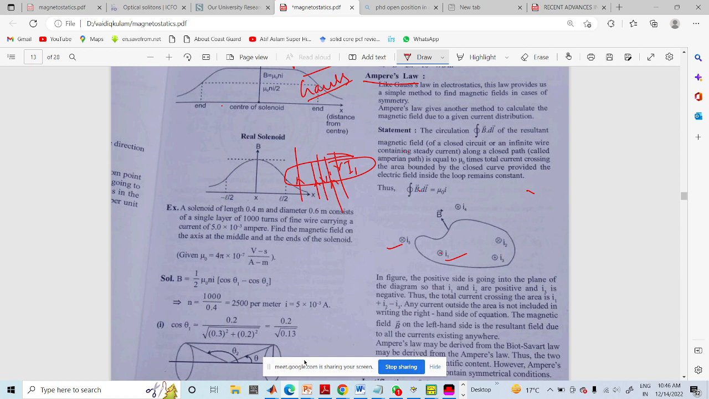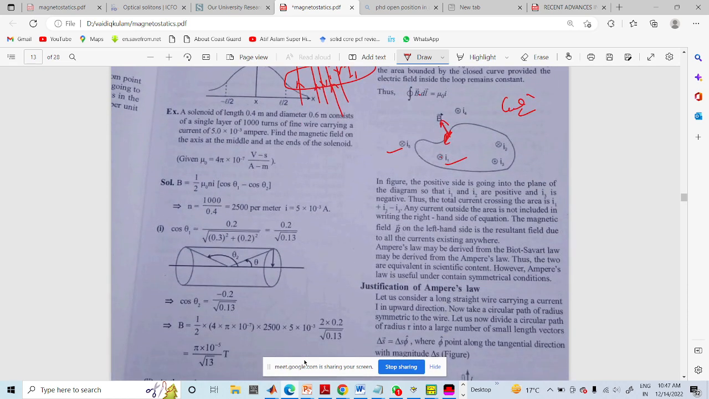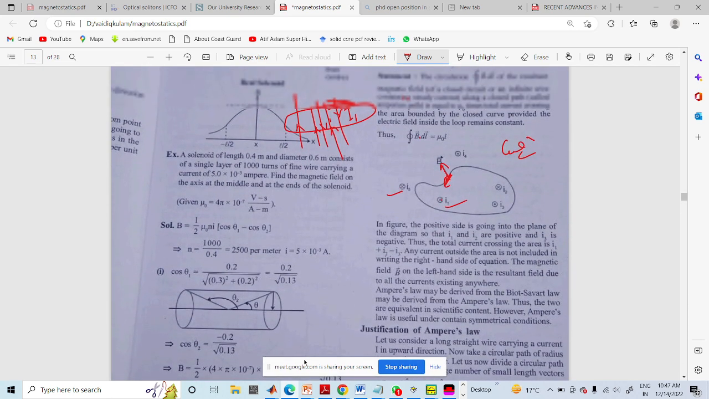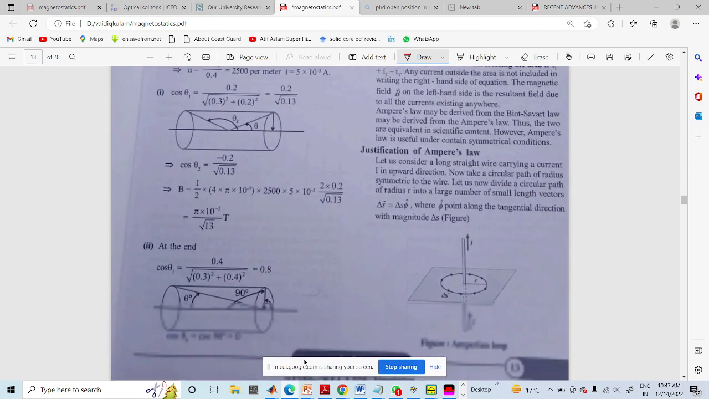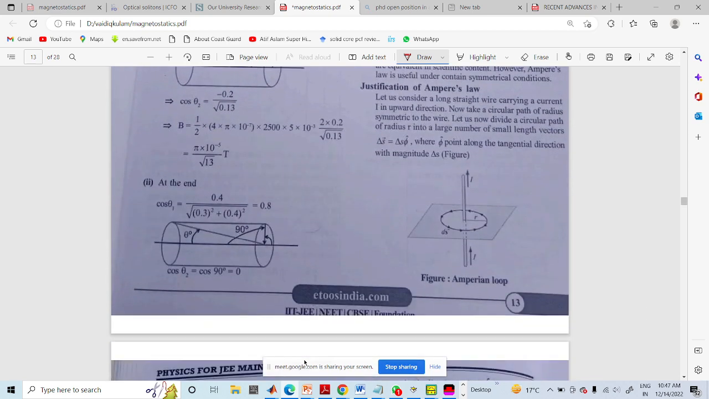Now you can see B is in this direction, and dl is in the direction of the current. So B dot dl is B dl cos theta, and cos theta will come into the picture. We will try to understand more about this. From here, let us justify Ampere's law, whether it is correct or not.